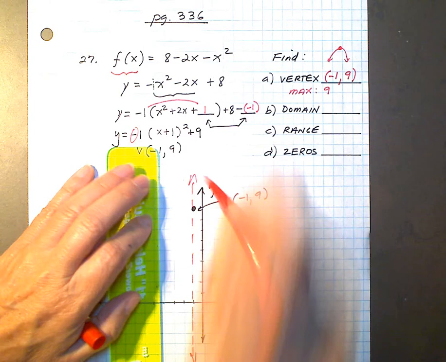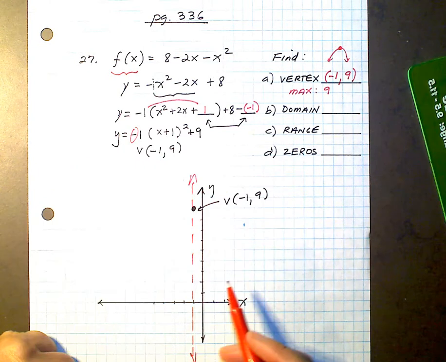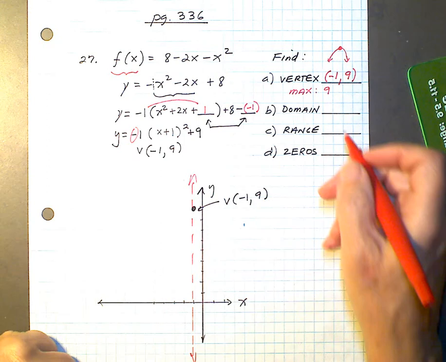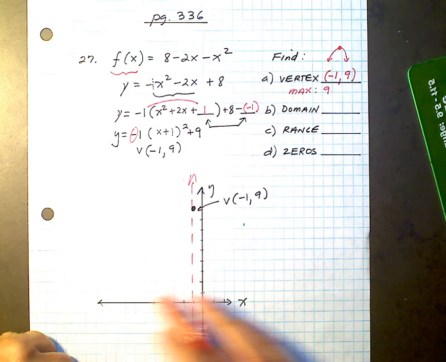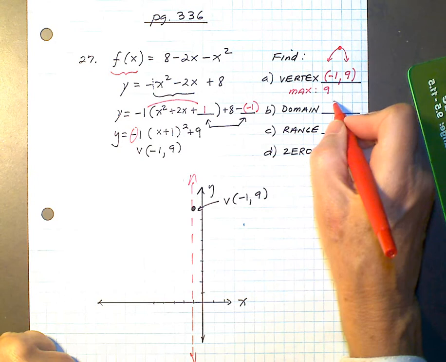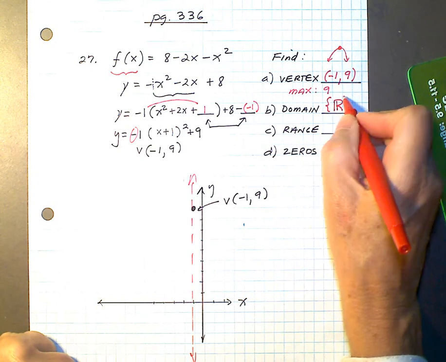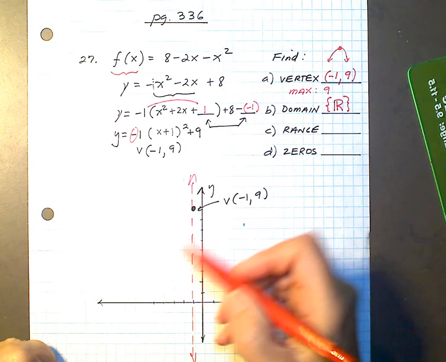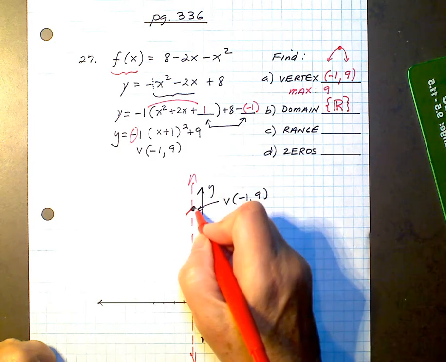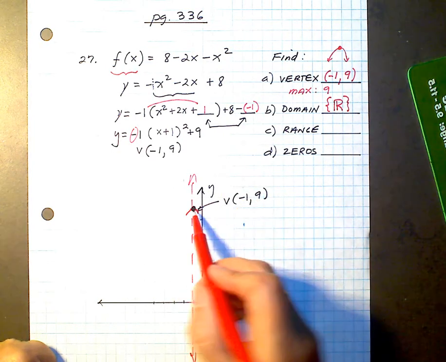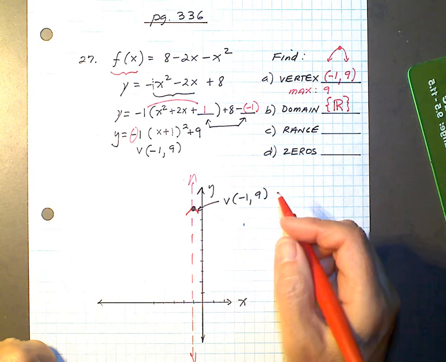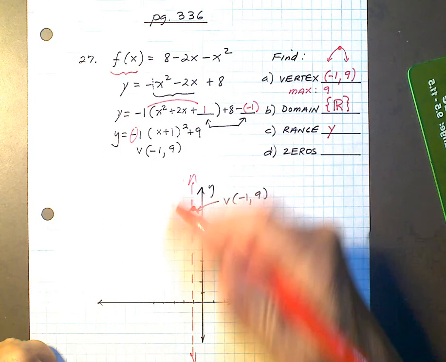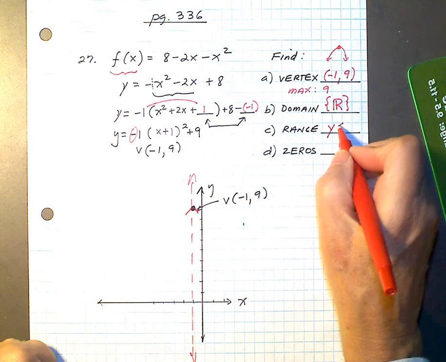Okay. Now, the domain of this function, we know it's going to open down, but the domain of the function is any value of x, so all real numbers, the set of all real numbers. And because the graph is never going to get any higher than negative 1, 9, the range is going to be all y values less than 9, so y is less than or equal to 9.